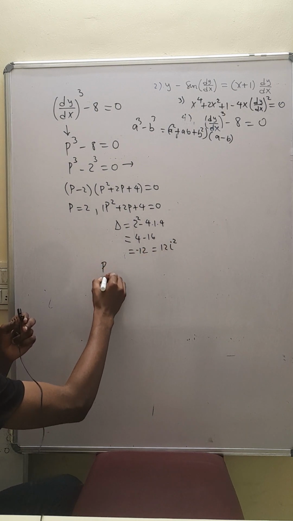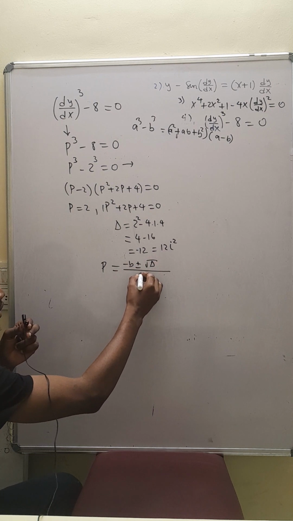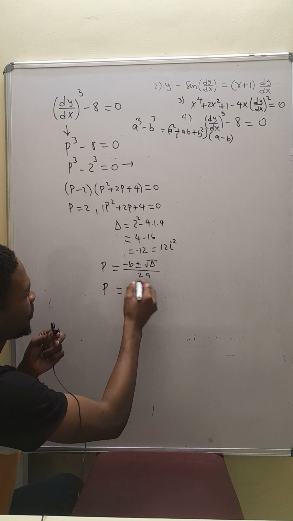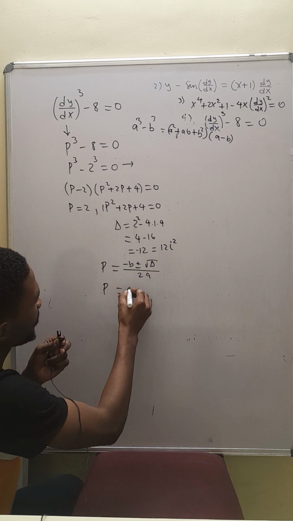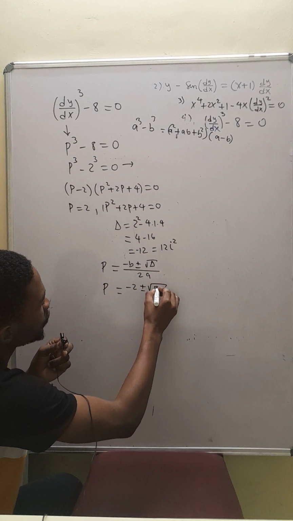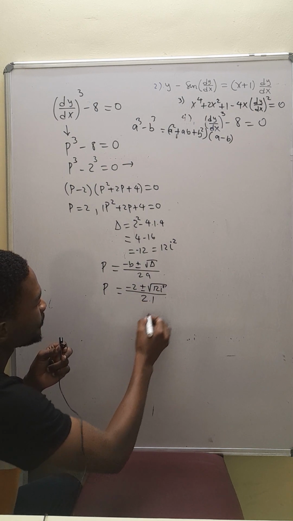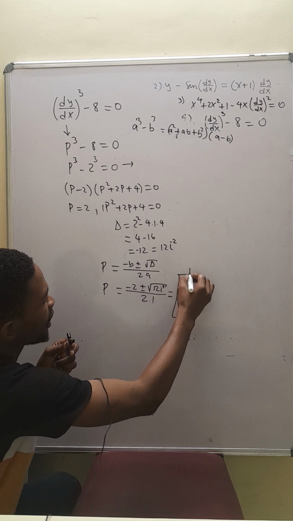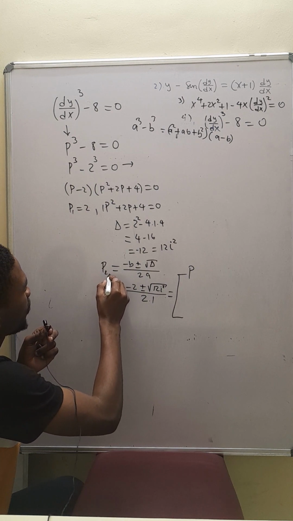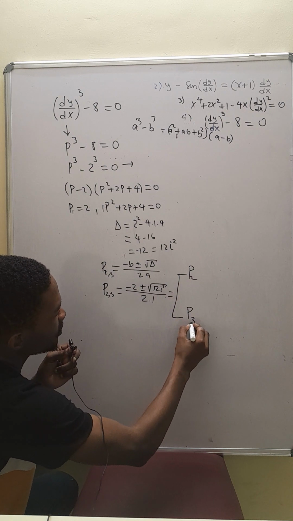So now p will be equal to minus b plus or minus root delta, over 2a. So here p is equal to minus b, which is minus 2, plus or minus root of 12i squared, all over 2 times 1. Now you get two values, okay? This I will call p1, this here is p2 and p3. Here it is p2, here it is p3.